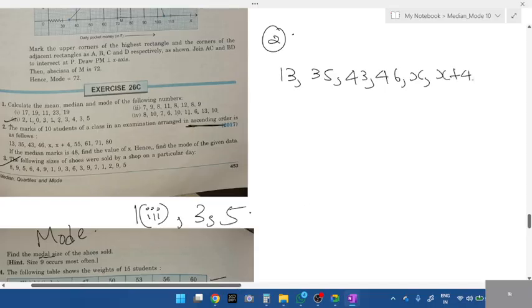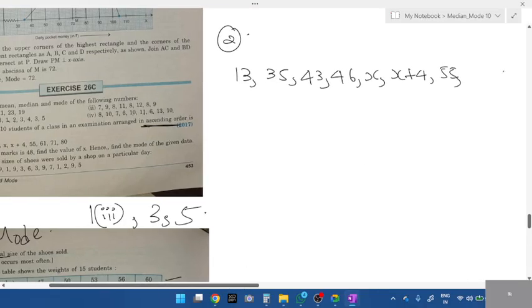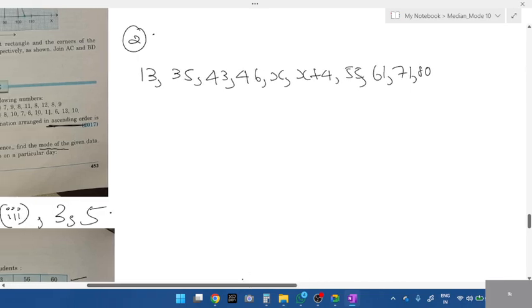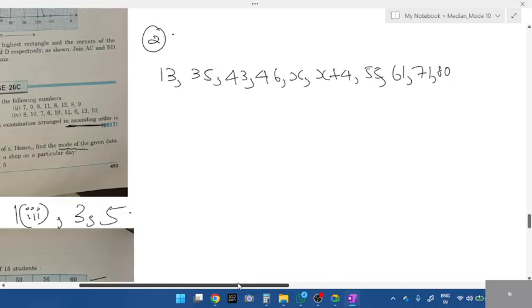x plus 4, 55, 61, 71, 80. What do we need to find here, Joanna? We need to find the mode. What do you mean by mode, Joanna? How do you calculate mode? How do you find mode? Yes, the number that occurs more number of times. Which number is repeated here?